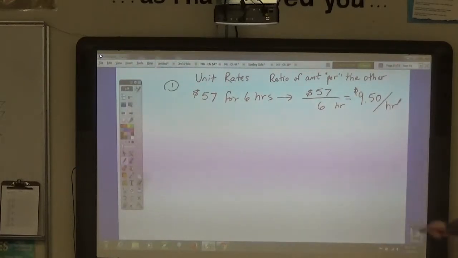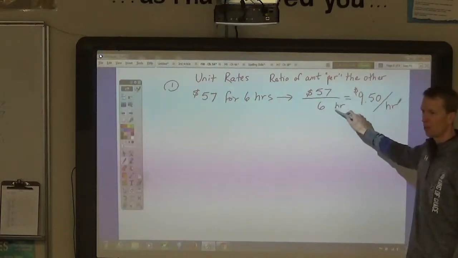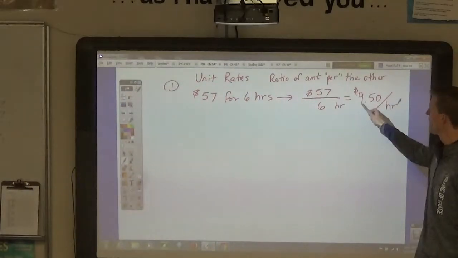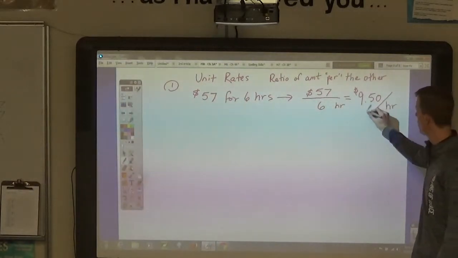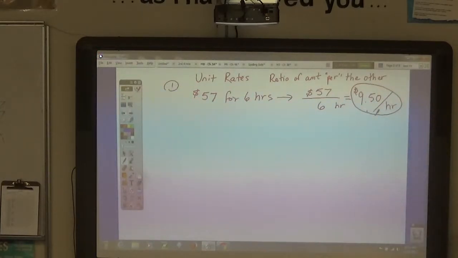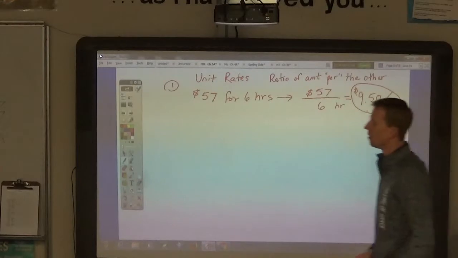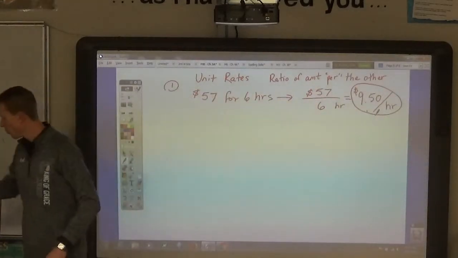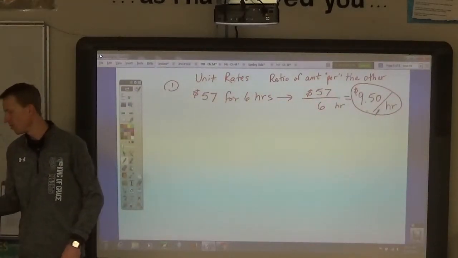$57 per 6 hours. So it's $9.50 per hour. And this is called the unit rate. How did you find the unit rate? By dividing. Yep, simple as that. So you're going to do 2 through 6 doing that.